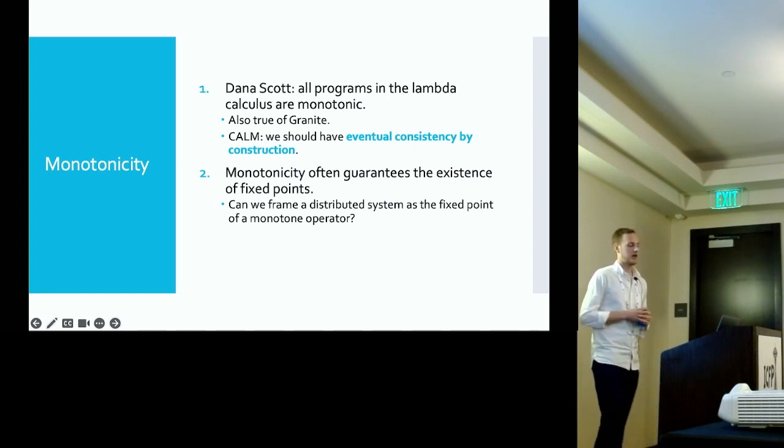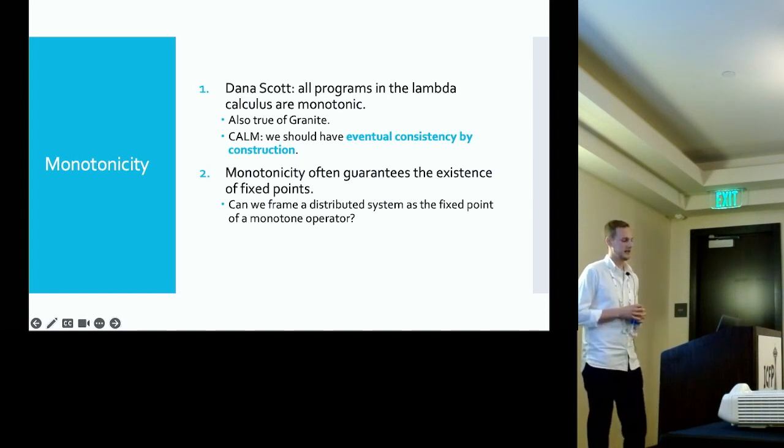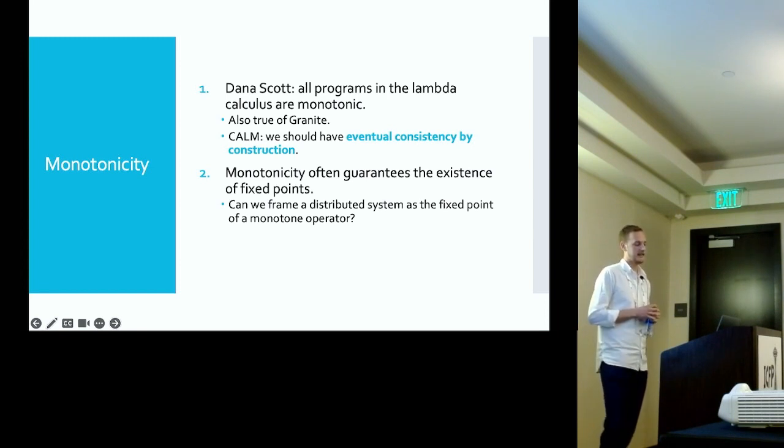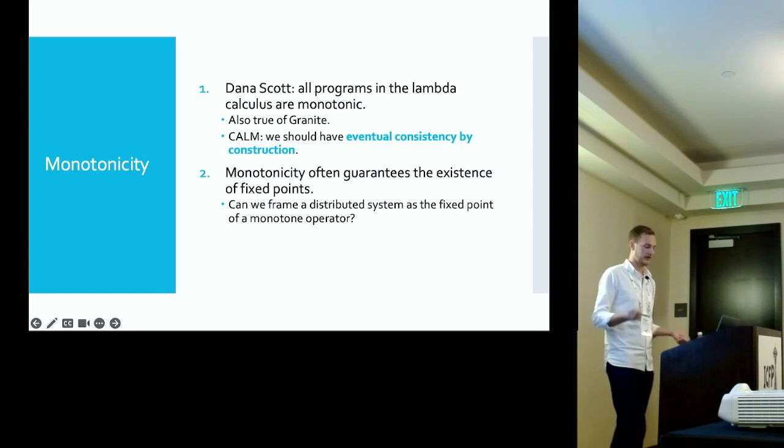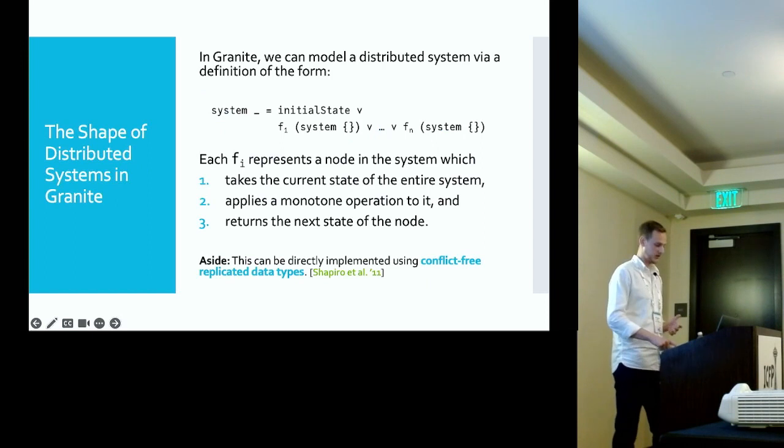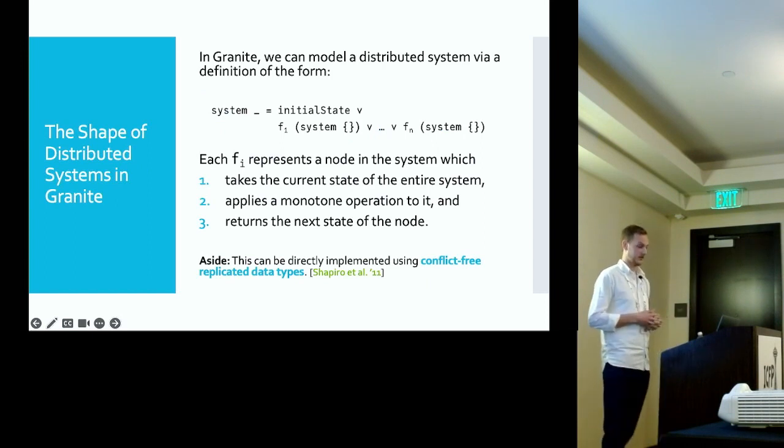The second thing I think about when I hear monotonicity is fixed points. Oftentimes, we're guaranteed that a fixed point exists if the operator is monotonic. So the question is, can we write a distributed system as a fixed point of a monotone operator? Of course, I ask the question because this is the answer.